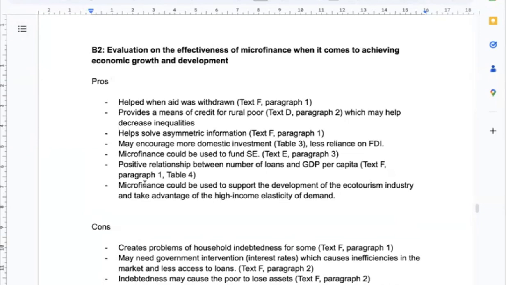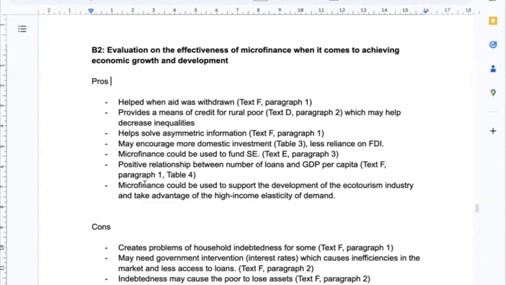Despite such great features, there are limitations as well. First, it creates problems of household indebtedness, and such situation may cause the poor to lose assets, worsening inequalities. As a result, it may need government intervention, which can cause inefficiencies in the market and less access to loans to the people. And the thing is, customers for microfinance in general lack the financial literacy and skill, so it can hinder the level of positive impact of microfinance.